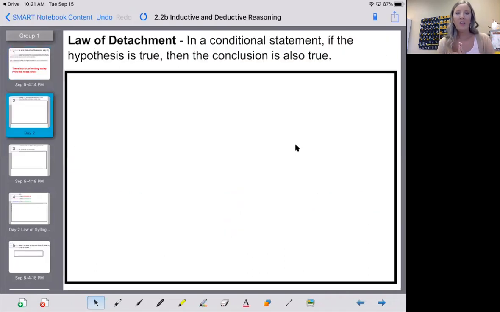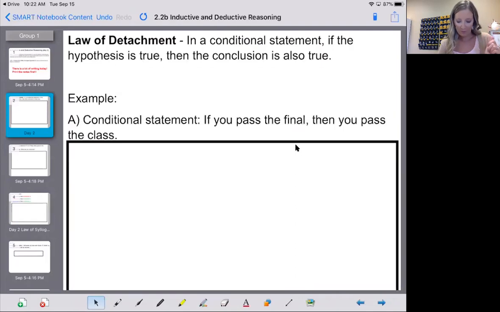So first thing we're going to talk about is the law of detachment. We're going to do a few different theorems and concepts today. One of them is the law of detachment. This is when you have a conditional statement. So remember, the conditional statements are if this, then that. So the law of detachment is a conditional statement when the hypothesis is true and then the conclusion must also be true. It sounds weird.